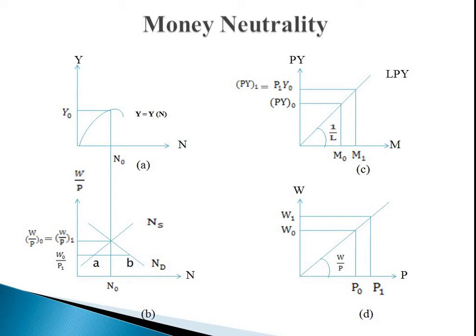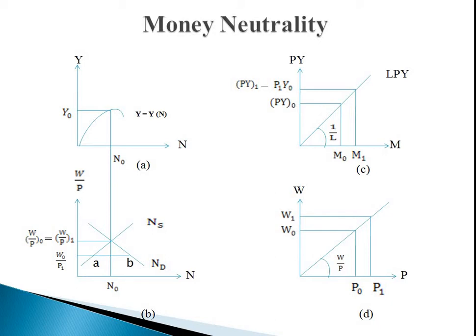Let the money supply now increase from M0 to M1 as shown in part C of the figure. We can see that money supply increases from M0 to M1. An increase in exogenously given money supply now leads to an increase in price level from P0 to say P1, because we know this from the quantity theory of money.